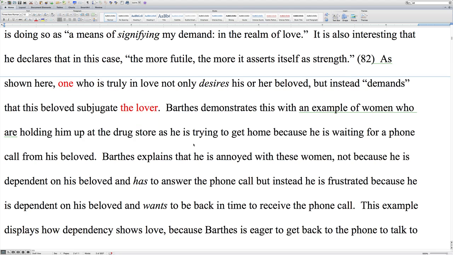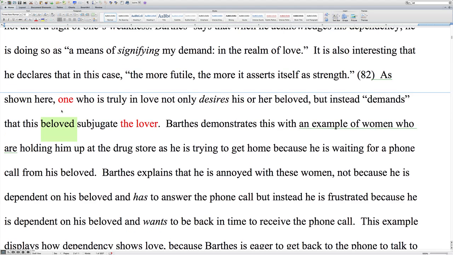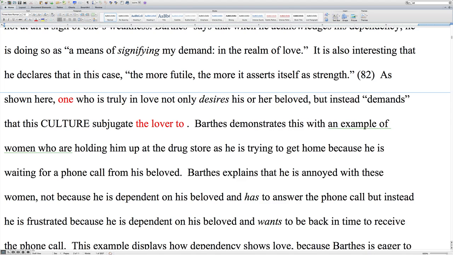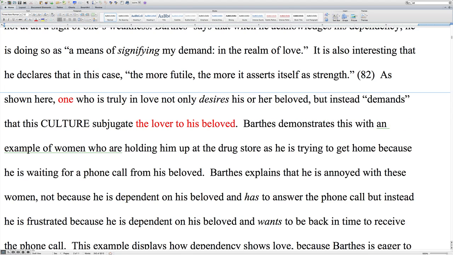Basically it doesn't matter who. Again, the author knows ultimately who is doing that subjugation. I'm assuming it's the beloved. I would have to go back and read Roland Barthes and understand this passage on page 82 in order to really get it right. But it doesn't matter who's doing it. We could say culture, right? That culture subjugate the lover to his beloved. Maybe that's it, since that's what the other person used up above, the true author of this, his or her.